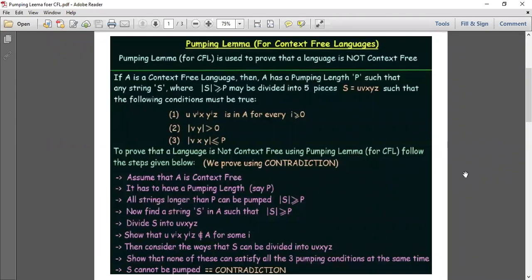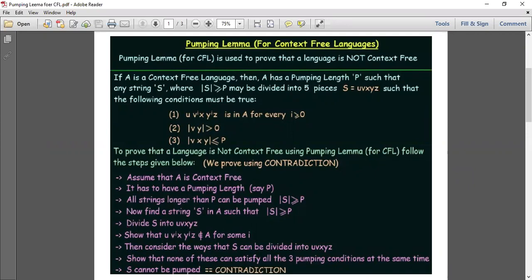Today's topic is the pumping lemma for context-free languages. We already discussed the pumping lemma for regular languages. The things are similar, but a little bit of the concepts are changed. In regular languages, we divide the string into three parts, but in context-free languages, we divide it into five parts. This is one difference.